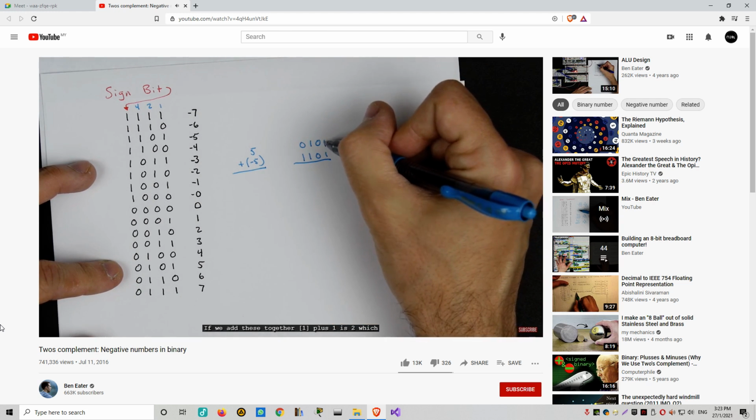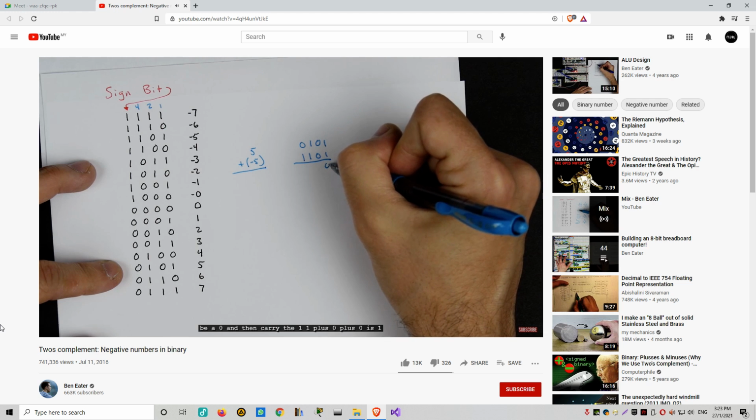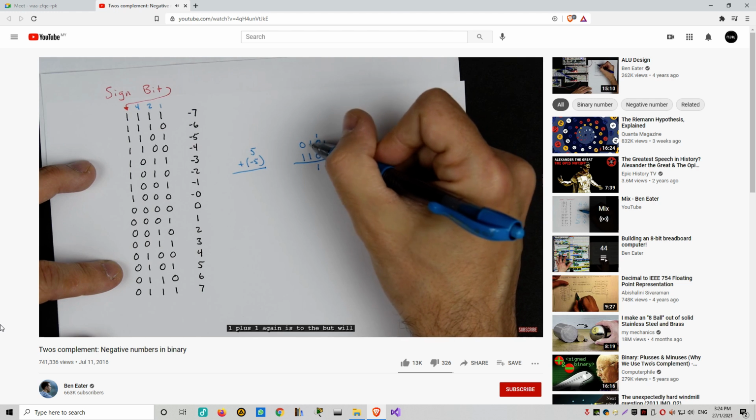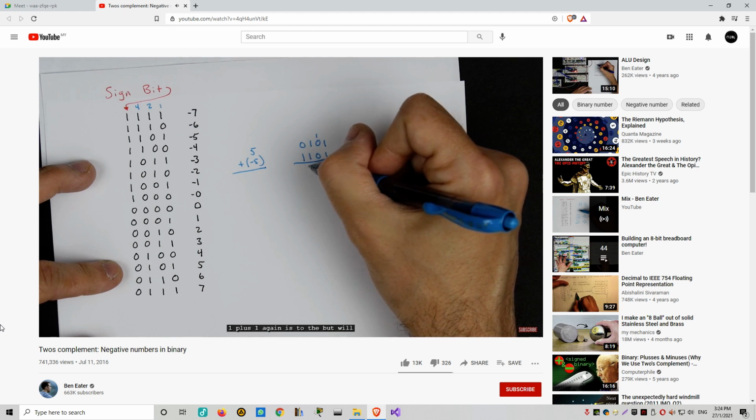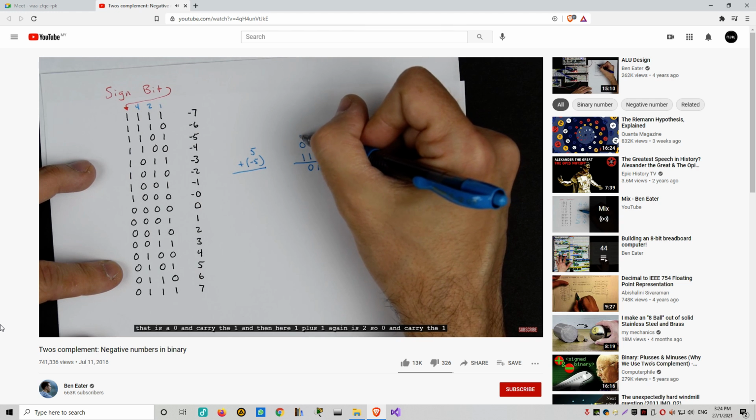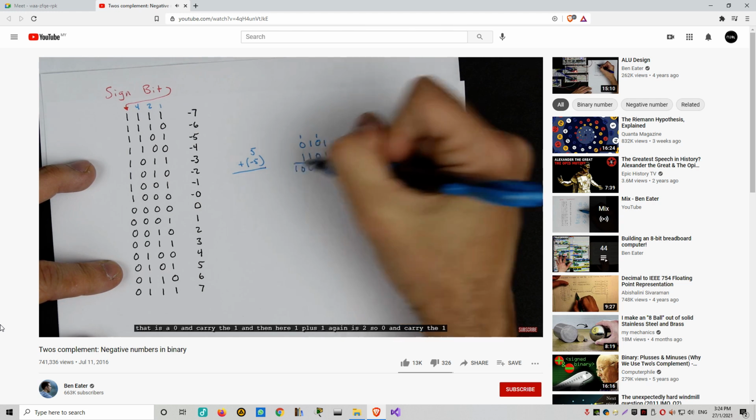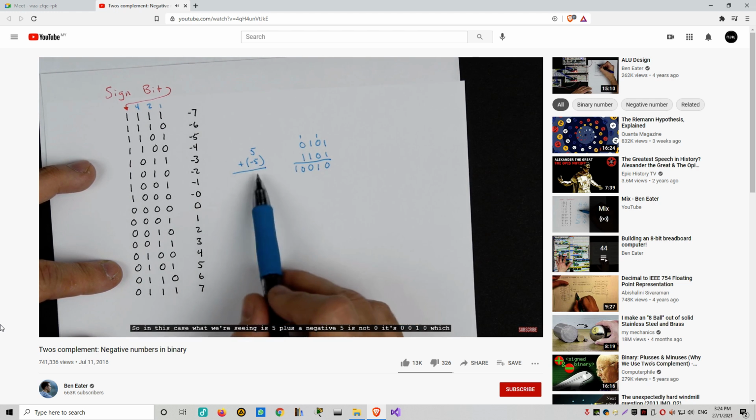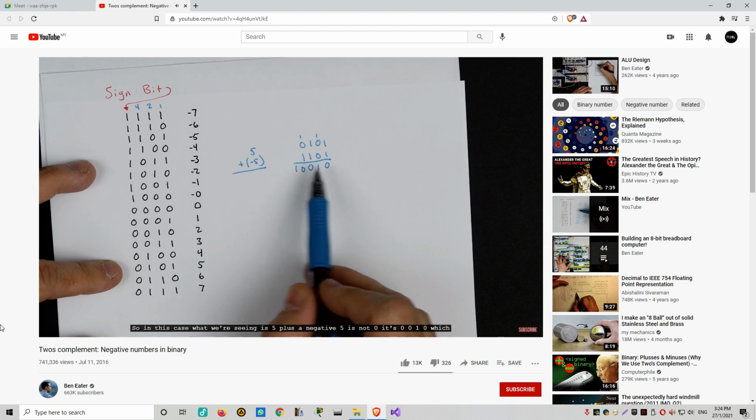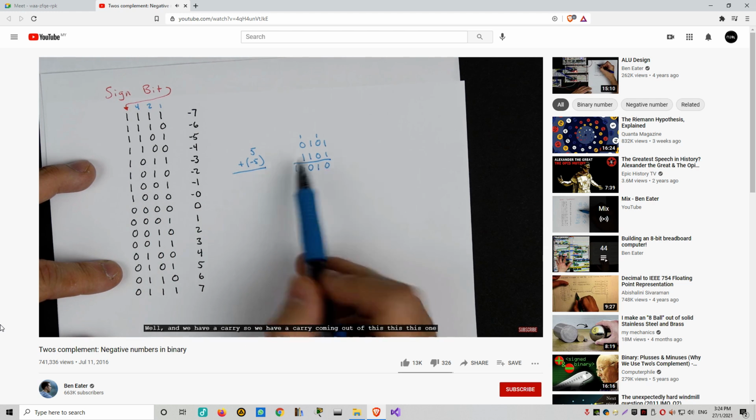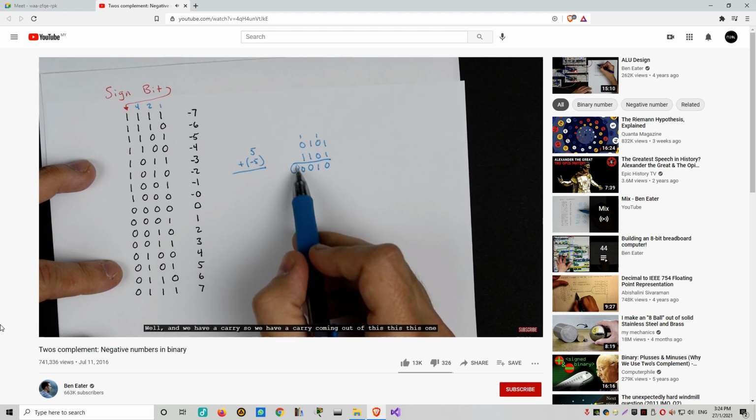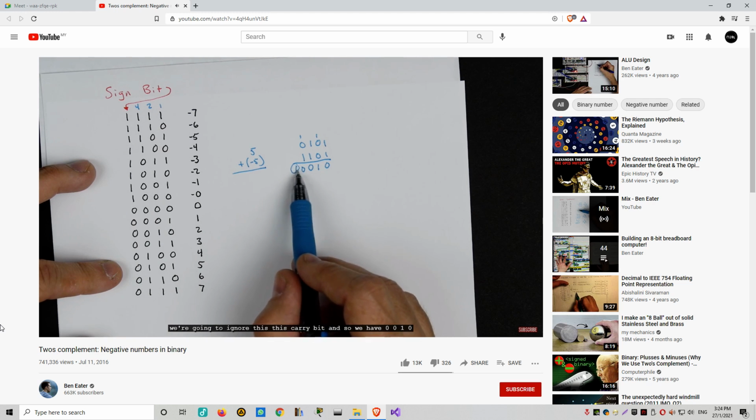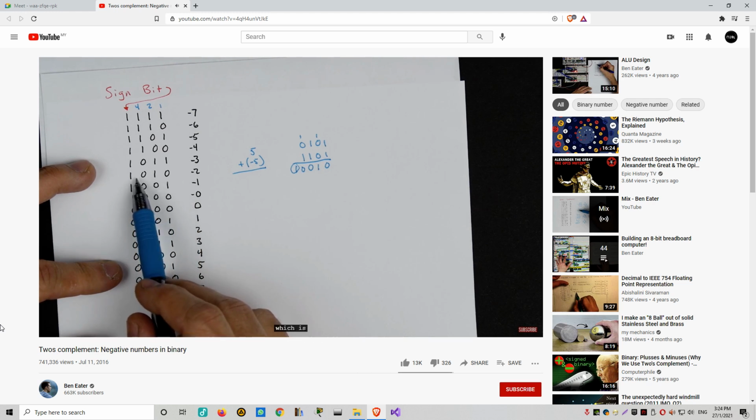If we add these together, 1 plus 1 is 2, which would be a 0 and then carry the 1. 1 plus 0 is 1. 1 plus 1 again is 2, but we'll put that as a 0 and carry the 1. And then here 1 plus 1 again is 2, so a 0 and carry the 1. So in this case, what we're seeing is 5 plus a negative 5 is not 0, it's 0, 0, 1, 0, and we have a carry. So we have a carry coming out of this bit that, if we're working with 4 bits, we're going to ignore. And so we have 0, 0, 1, 0, which is 2.